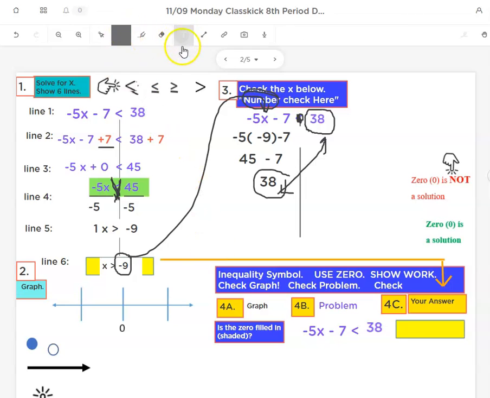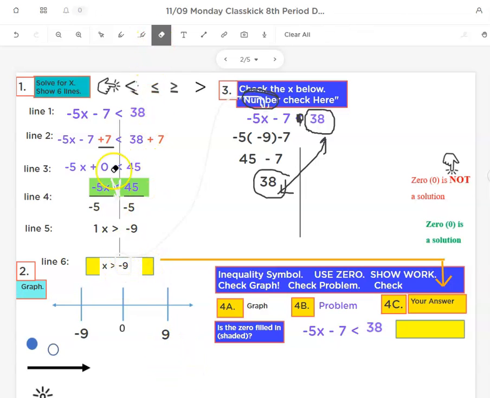Now let's go ahead and put this on our number line. The number answer, the boundary line is negative 9. So I'm going to put negative 9 there as my boundary line. I'm also going to type in the opposite of negative 9, which is positive 9.